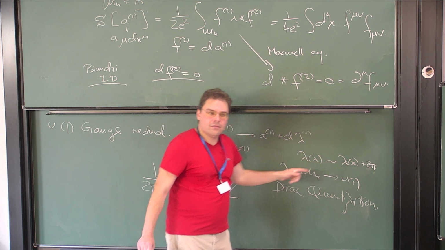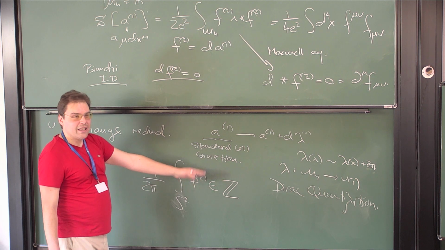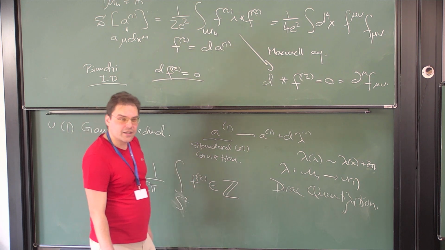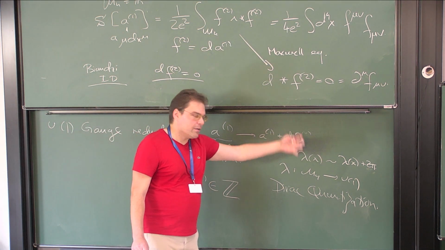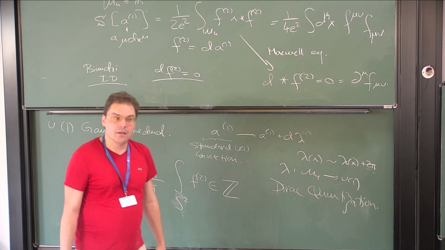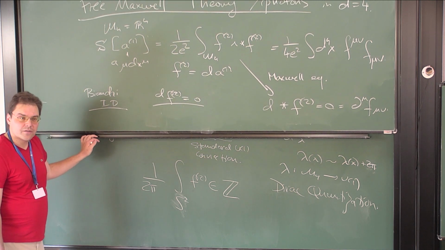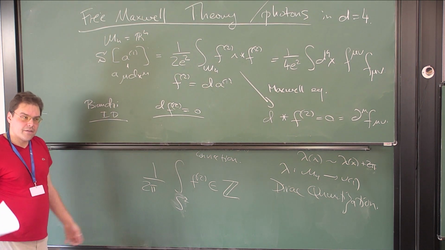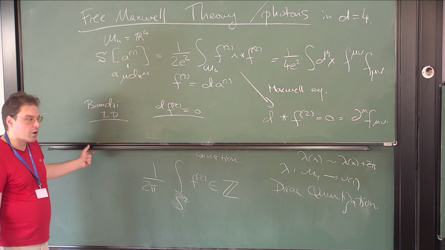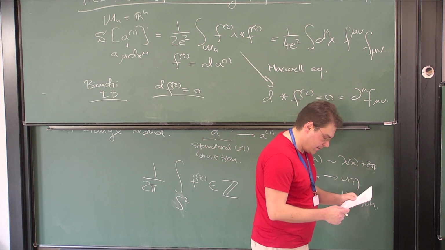So then the fluxes of f would now be valued in something like 2 pi e squared instead of 2 pi integers, and the winding of lambda would similarly involve an e squared. So the e squared doesn't disappear, it just moves around. So even free Maxwell theory has an e squared, and indeed you can compute correlation functions of certain line defects that depend on e squared. We'll do that tomorrow. That's comment number 1.